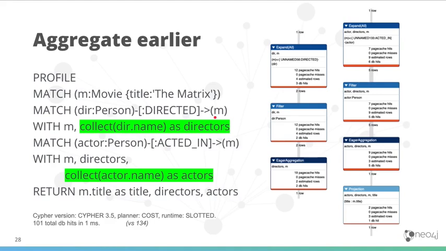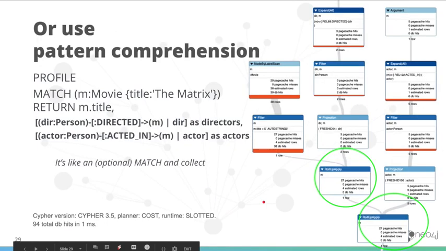Let's aggregate earlier. As soon as we match to directors, we'll collect them. And now we're back on a single row because the movie matrix becomes distinct, which means that when we match out to actors, it's only done one time because we only have one input row. We'll collect the actors here, and we'll emit our results. We're at 101 total DB hits, so a nice little saving.